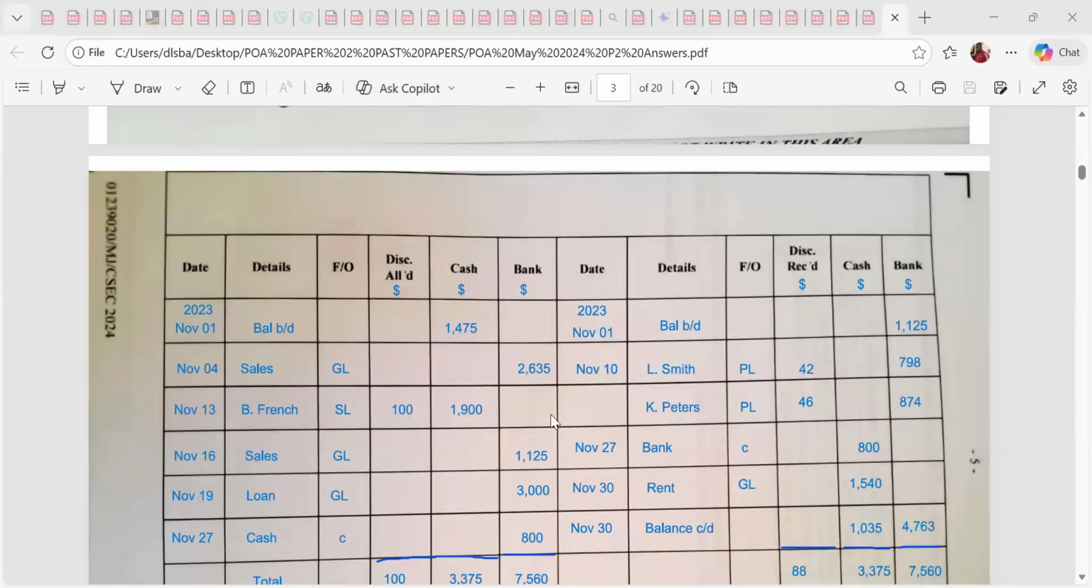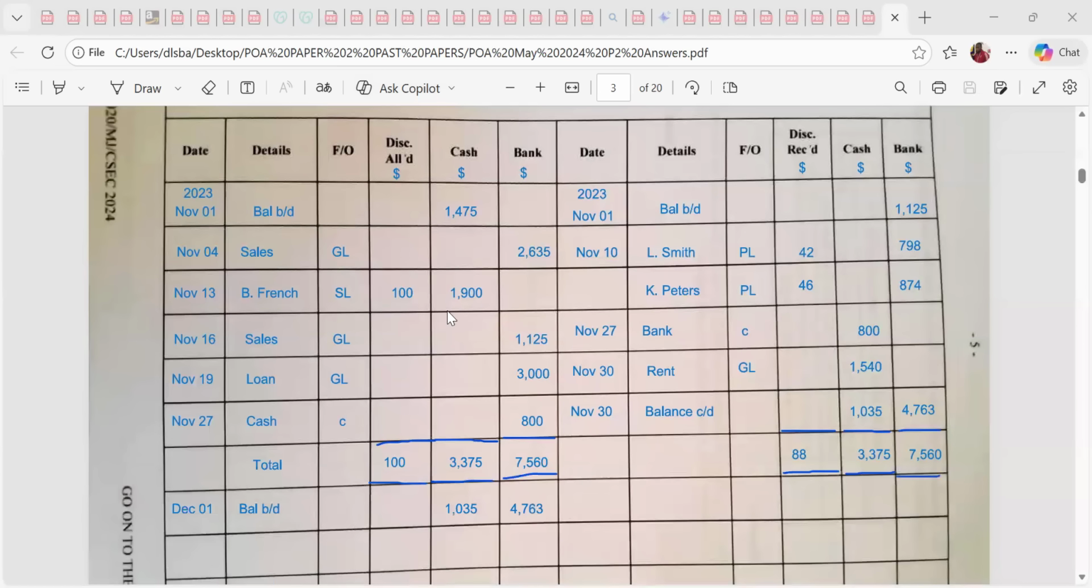After that, we're going to do our balance carried down and our balance brought down. Discount columns do not have a balance carried down and brought down. You're just going to put the totals. It could be different, that's okay. You'll do your balance carried down and brought down for your cash and bank columns. You check to see which side is smaller, looking at the debit and credit side.